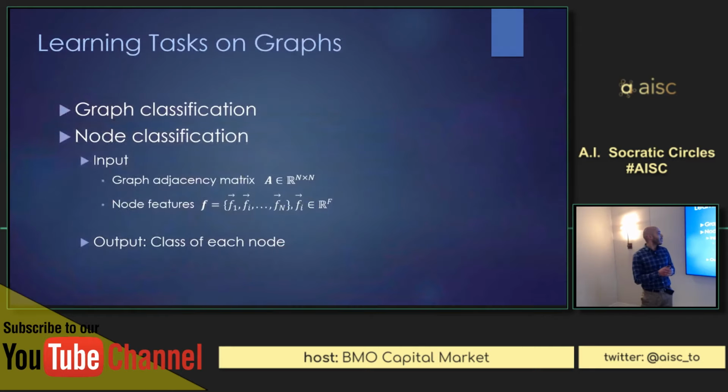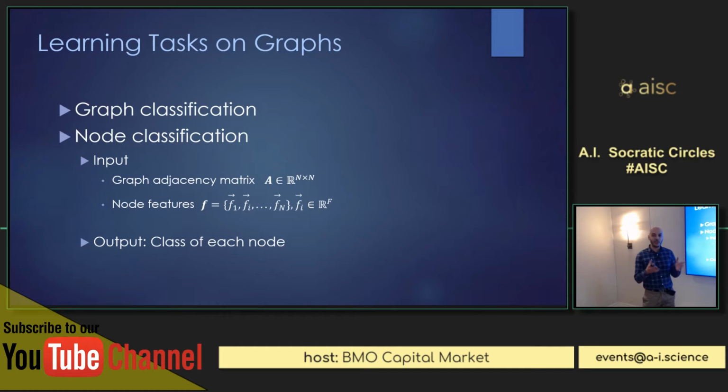Next slide. So given graphs, you can think about many learning tasks on graphs. One example is graph classification. So you're given a graph and you need to classify it, just like in comparison to images, you classify, for example, cats versus dogs. You can also do something similar in graphs, classify the type of graph. And node classification, which we'll be focusing on in this talk, aims to classify every single node in a given graph.